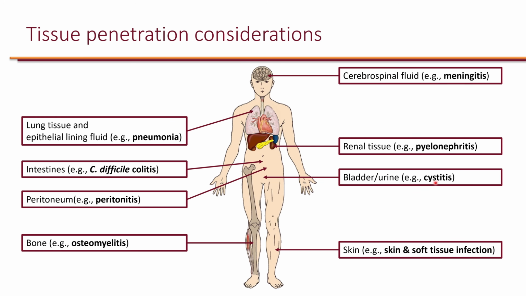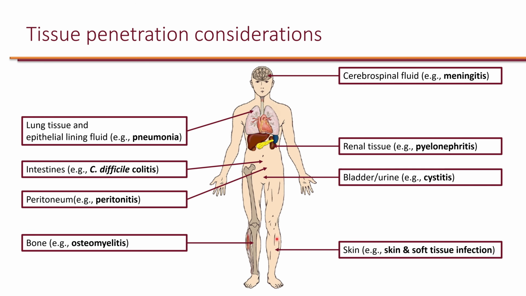If you're treating a urinary tract infection like cystitis, you want to make sure that the drug actually goes to the urine. So for example, if a drug is not renally cleared, it's not going to go to the urine. So even though you get a large concentration of the drug in the blood, it's not going to go to the urine. So you want to make sure you choose something that goes into the urine. And so on and so forth.